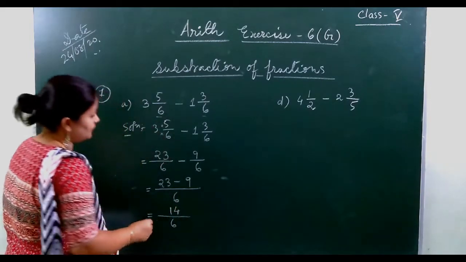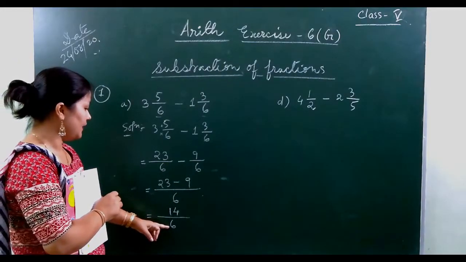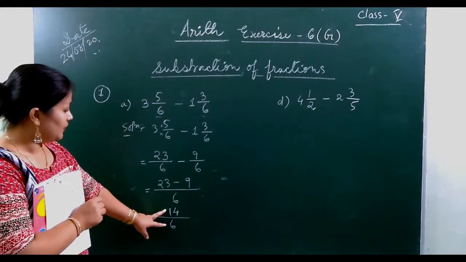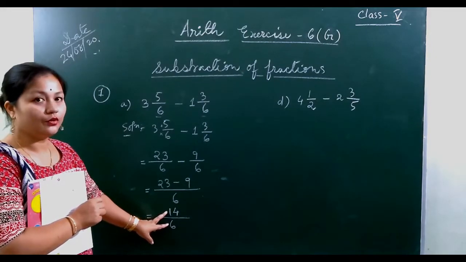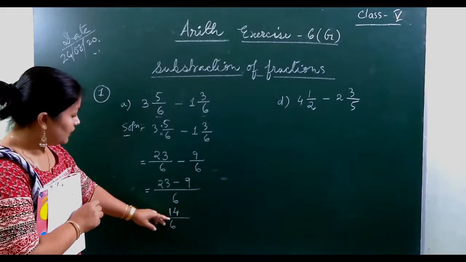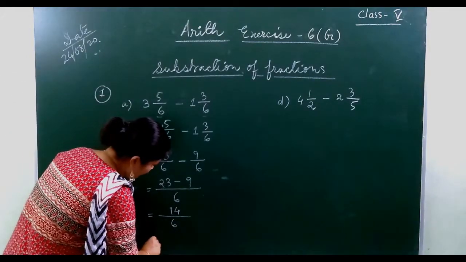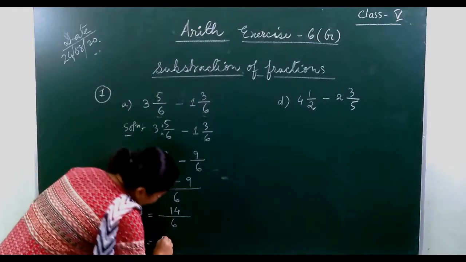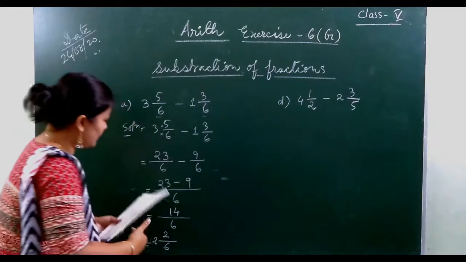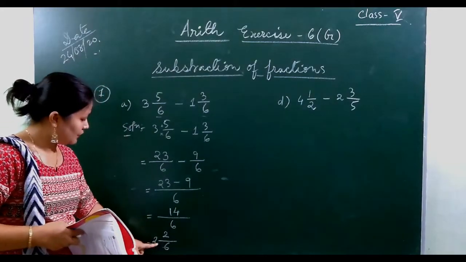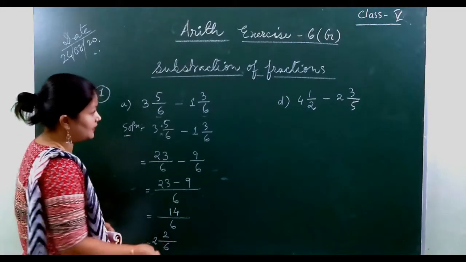Subtracting, we get 14 by 6 as the answer. We got it again as an improper fraction. We can change it into a mixed fraction, or if we can cancel, we can cancel here, but here we change it into a mixed fraction only. 6 2 times 12, plus 2, 14. So the answer is 2 2 by 6.